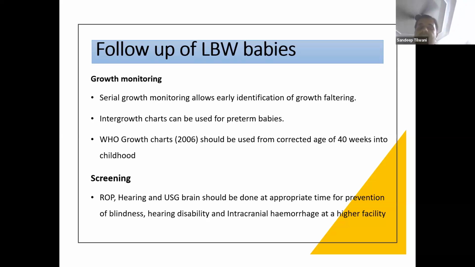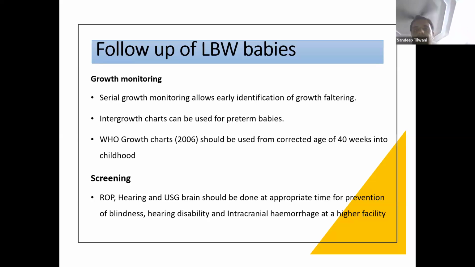Once the child crosses 40 weeks of gestation, we consider them to be either moderate or high risk. We tend to use the WHO MGRS growth charts, which are the standard charts. Also, along with growth monitoring, assessment of feeding, and assessment of the vitals of these babies, we need to ensure that we keep on doing the screening.